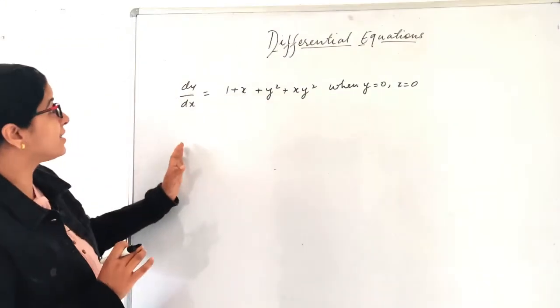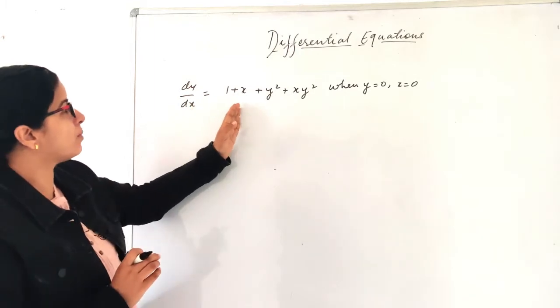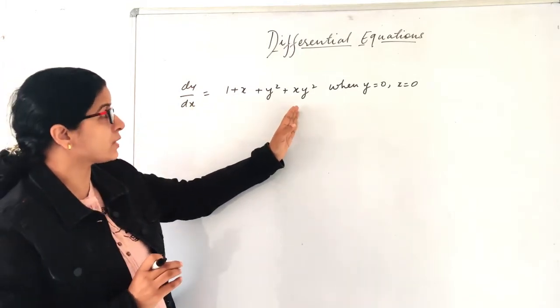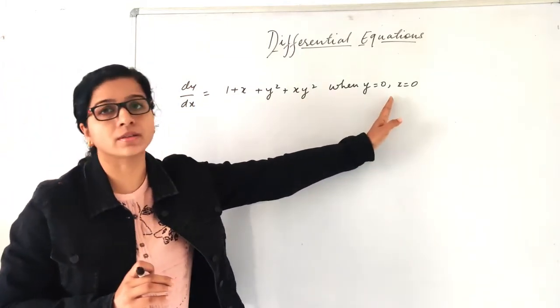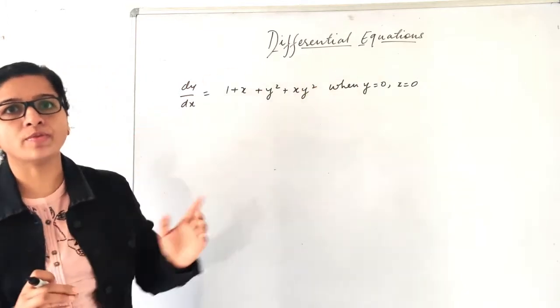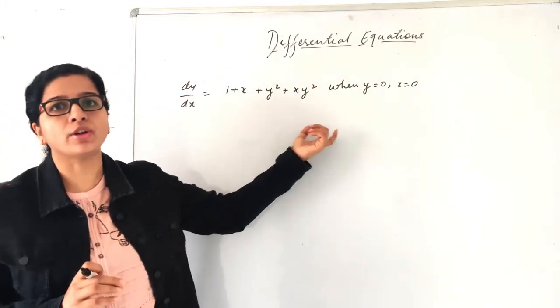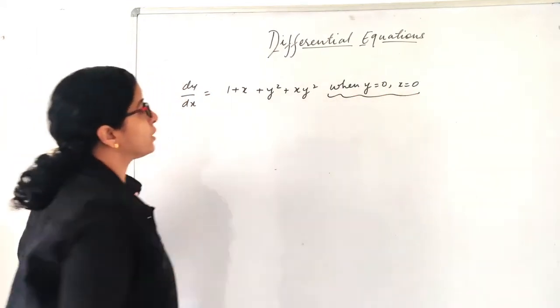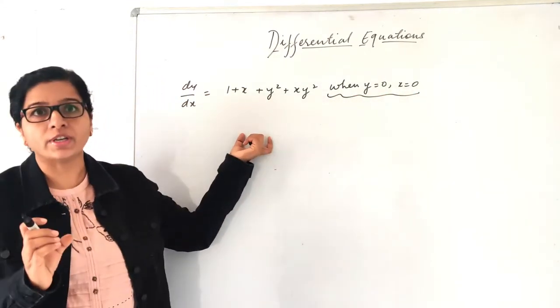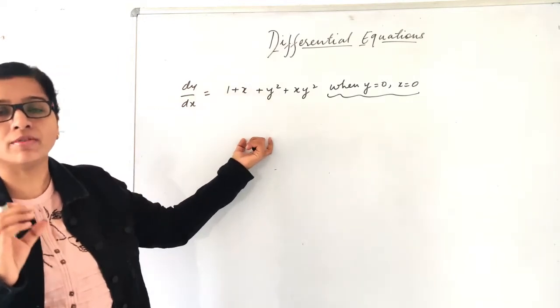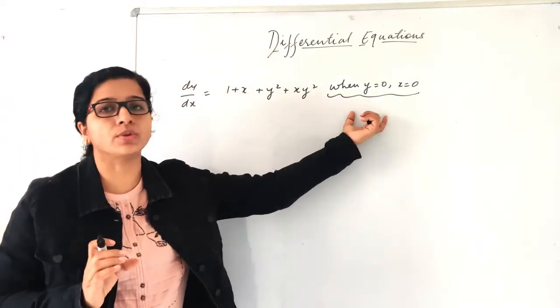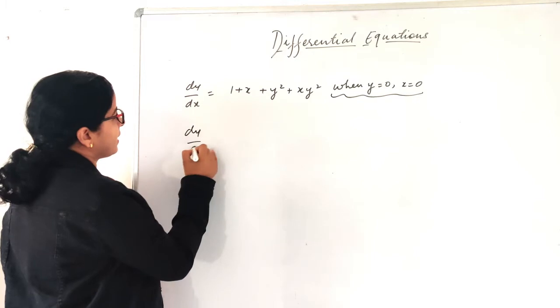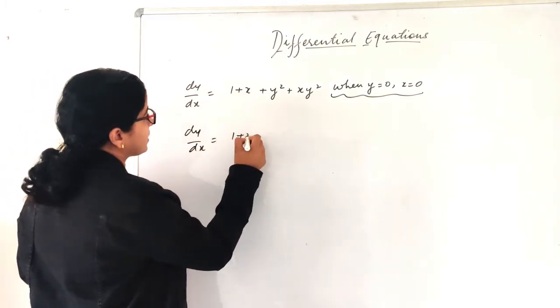So guys, see this question. dy by dx is equal to 1 plus x plus y square plus xy square, when y is equal to 0 and x is equal to 0. Such type of questions are known as initial value problems, right? You have been provided some condition like this. So what we will do, we will solve our differential equation, and to find the value of the constant, we will substitute these things. So dy by dx equals 1 plus x.